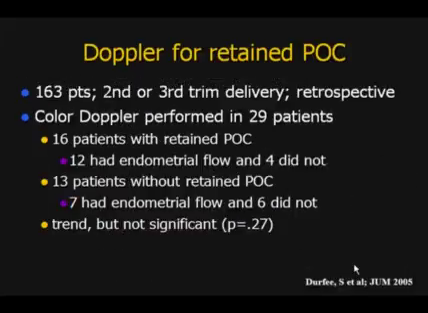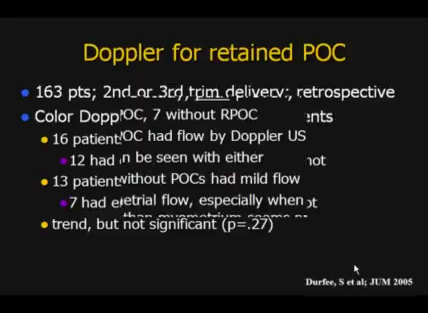There's another study that looked for retained products using Doppler findings. 163 patients, second and third trimester delivery. Color Doppler was performed in 29 of the patients. 16 of them had retained products, 12 of which had endometrial flow by Doppler imaging and 4 did not. 13 of the patients did not have retained products. 7 still had endometrial flow and 6 did not. So there certainly was a trend toward flow being equated with retained products, but it was not statistically significant in this study.